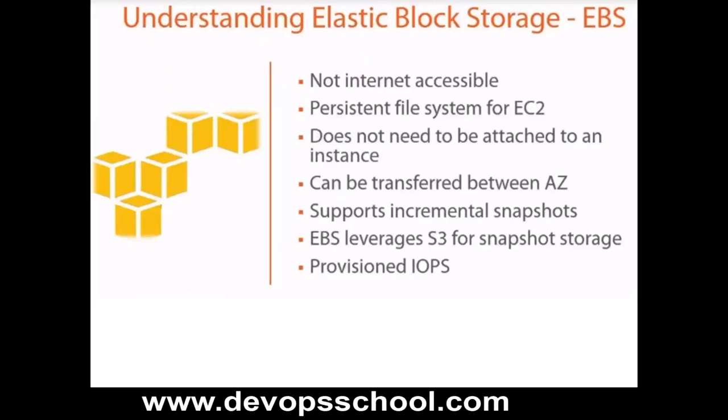And this is not accessible through the internet. You have to mount it. It's a first instance file system for the EC2. It can be transferred between availability zones. It supports incremental snapshots, and EBS leverages S3 for snapshot storage. So you can have the EBS snapshot stored at S3. That's one thing.